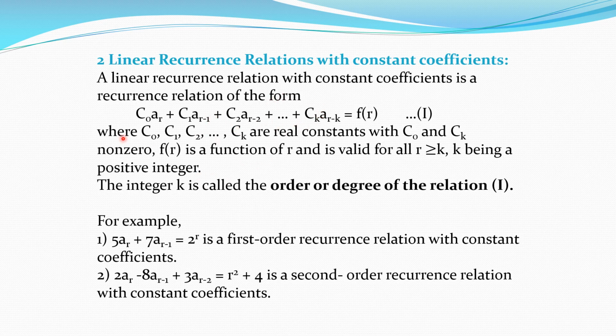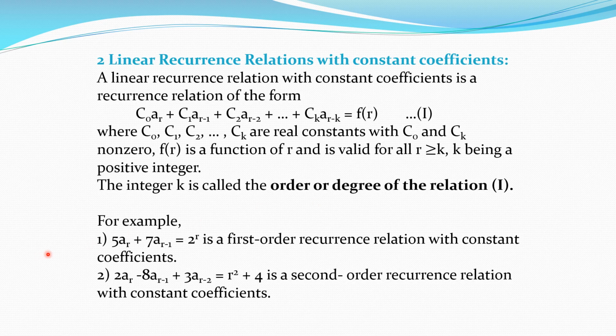or it may be a constant also. Such a type of recurrence relation is known as a linear recurrence relation, because here all a_r have power equal to 1. That's why it is a linear recurrence relation, and their coefficients are constants, meaning they are real numbers. So it is a linear recurrence relation with constant coefficients. Now the value k is called the degree or order of the recurrence relation.